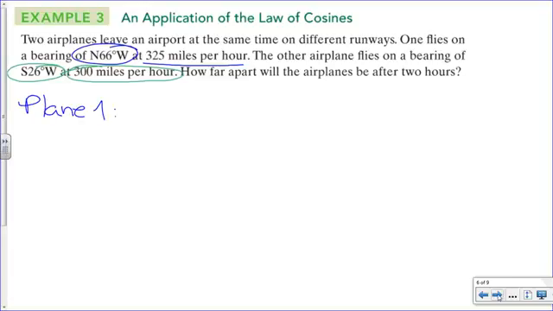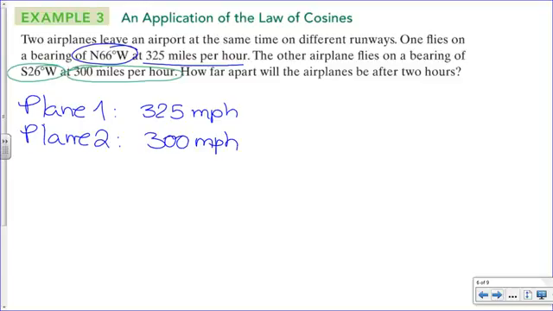So plane one is going at 325 miles per hour, and plane two is going at 300 miles per hour. Okay, so if that is per hour, how many hours are there? What is the denominator? How many hours? That means per hour, right? It's just 1 hour. Okay. Yeah, that's where I wanted to get with that. So the speed tells you for every single hour.